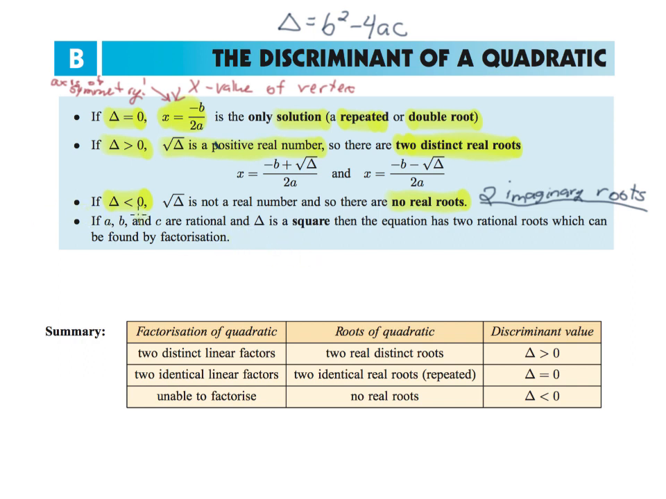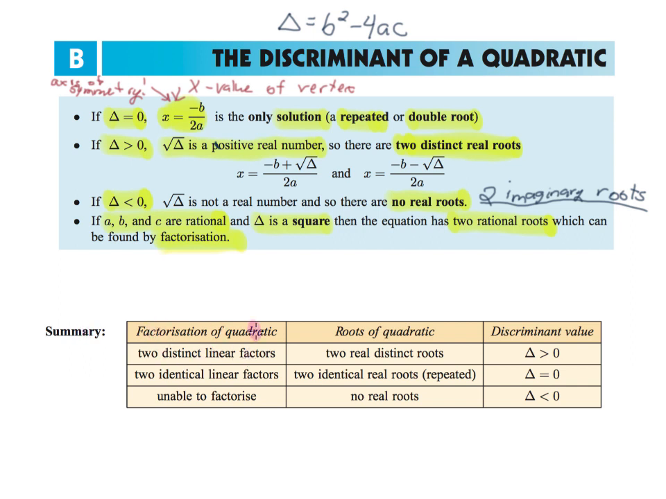Our last situation: if our a, b, and c happen to be rational numbers that can be written as fractions, and the discriminant is a square, then the equation has two rational roots. And you can solve this type of equation by factorization.